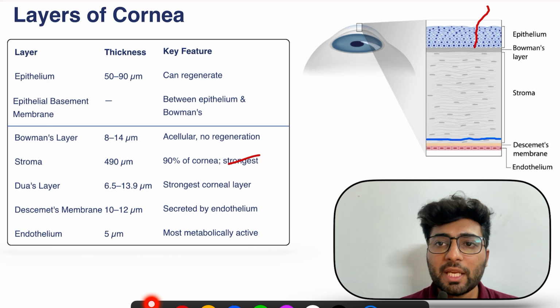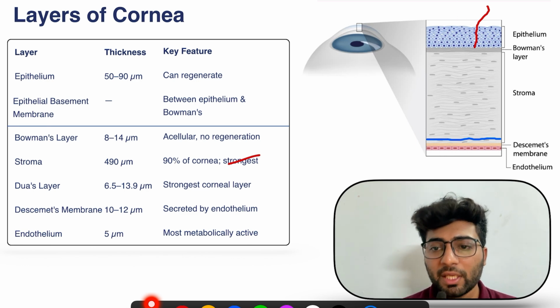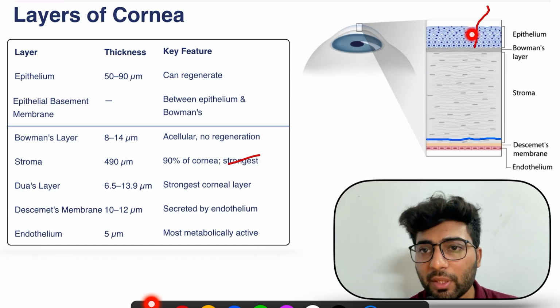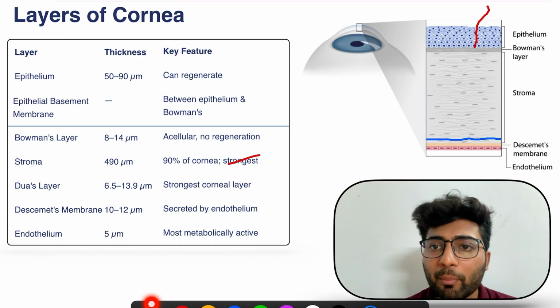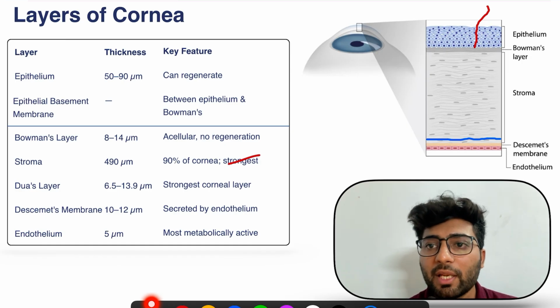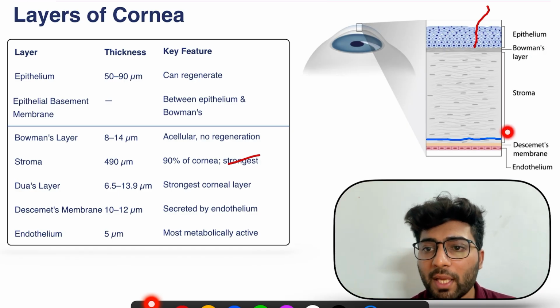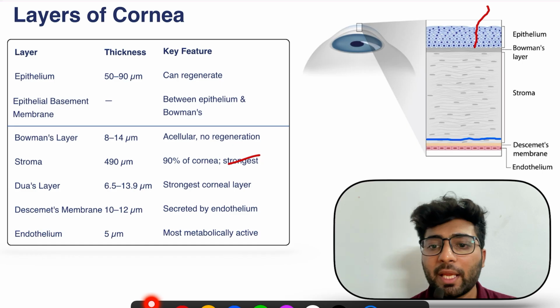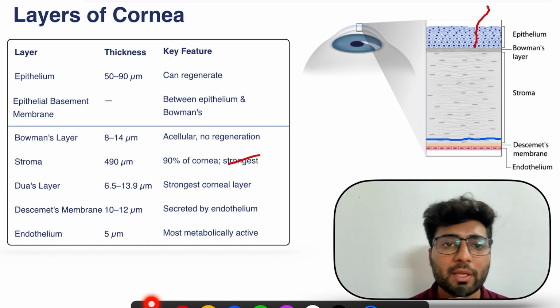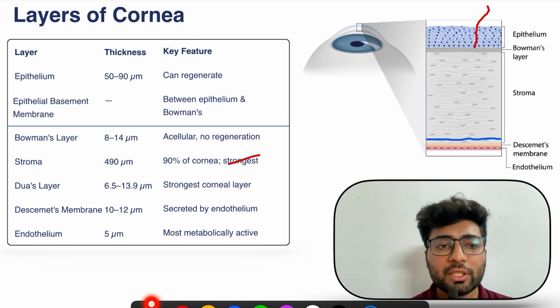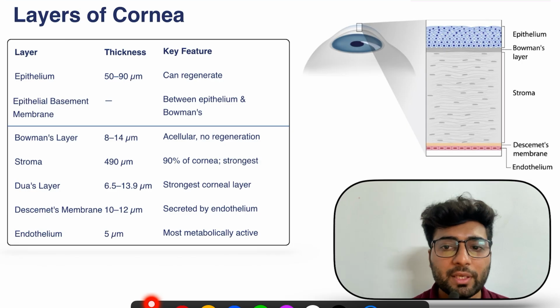Now we'll study in detail about each and every layer. Before that we'll just quickly revise the layers. First is epithelium, then the basement membrane below epithelium, then we'll have Bowman's layer, then stroma, then we have two Ds, Dua's layer and Descemet's membrane, and at last we have the endothelium layer. These all features we'll study in detail about each and every layer.